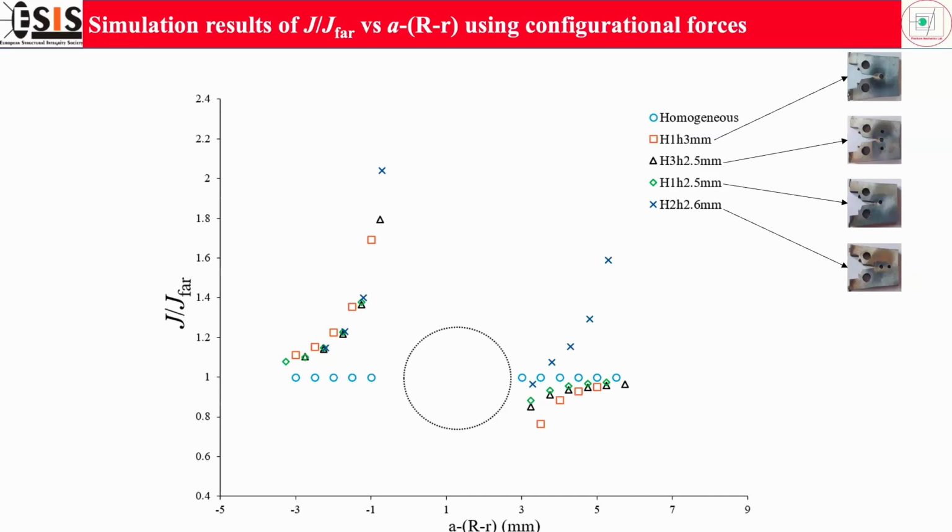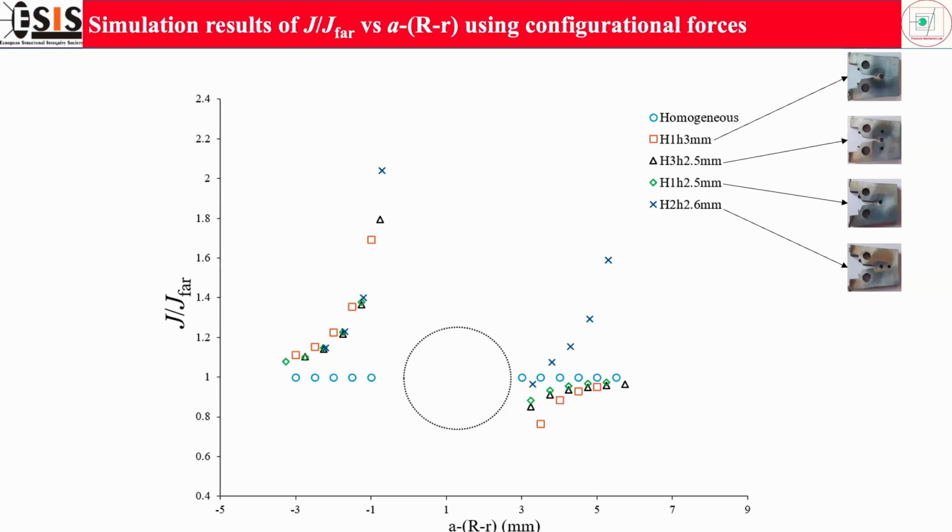Now, the other result, that is the hole of the diameter 2.6 mm and the holes are placed horizontally, we can see that this cross sign is just below the rectangular sign. That is indicating the result that the hole of the higher diameter has a higher crack driving force compared to the other one.